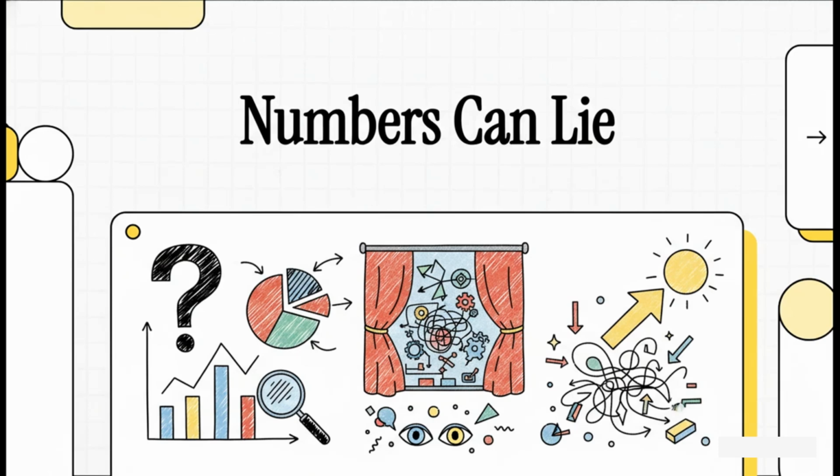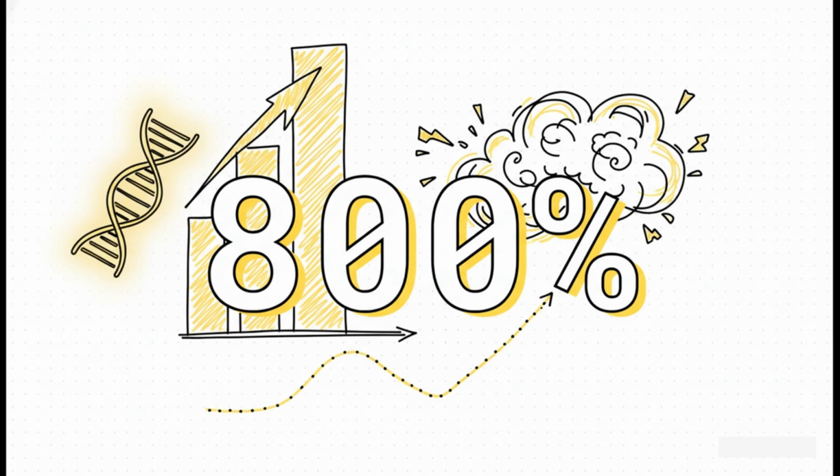We are constantly swimming in a sea of data. Numbers, charts, statistics, they're all supposed to help us make sense of the world. But what happens when they're actually designed to fool us? Well, today, we're going to pull back that curtain. We're going to look at how data can be used to mislead, and more importantly, how you can spot the truth. Let's just start with a number, 800%.